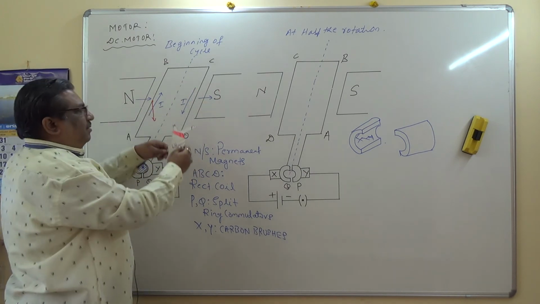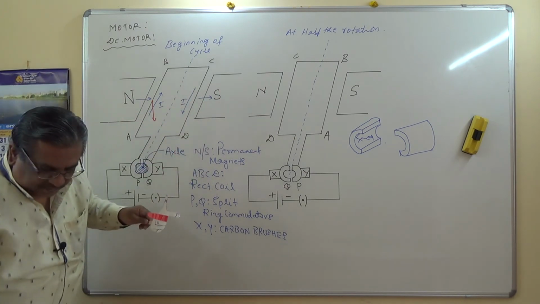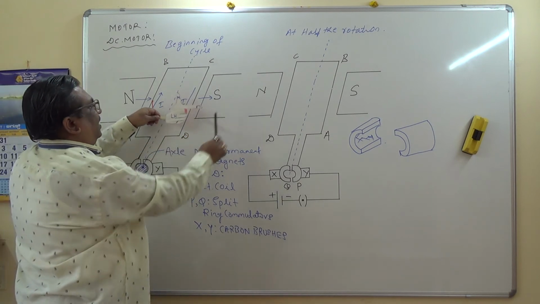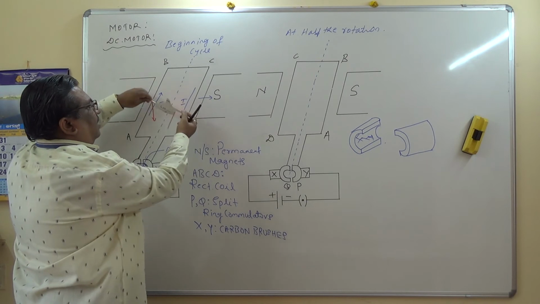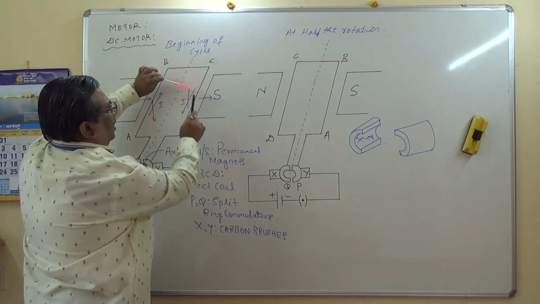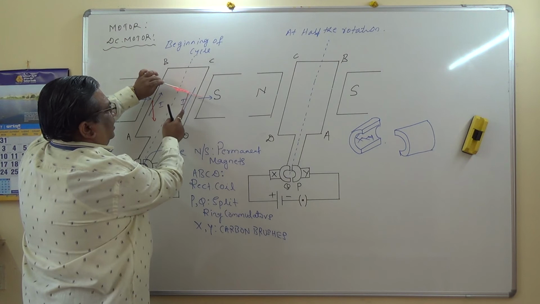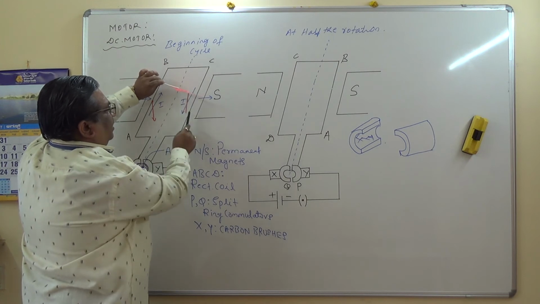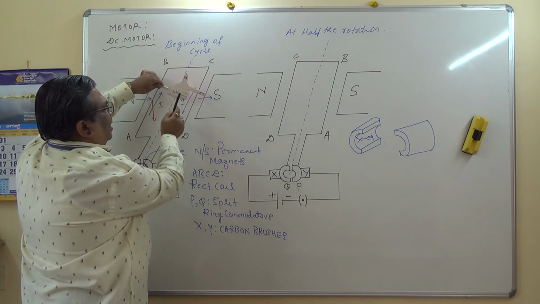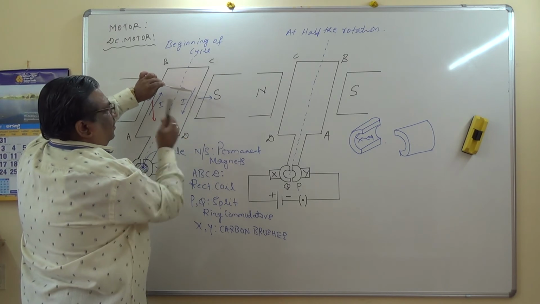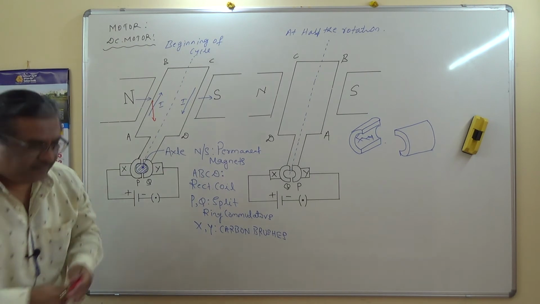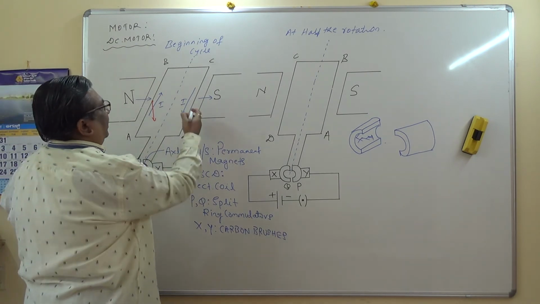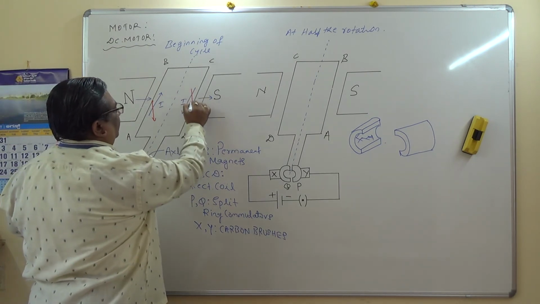North to south field. Current is from C to D. Here, see here, north to south, and current is from C to D. This arm experiences a force, thumb, which is towards you out of the board, and therefore upwards. And therefore this experiences the upward force.